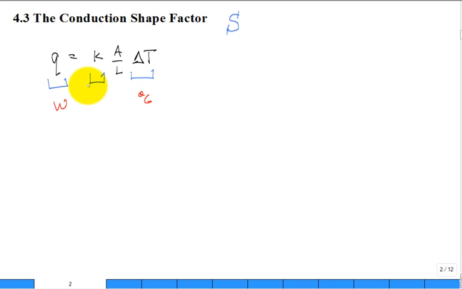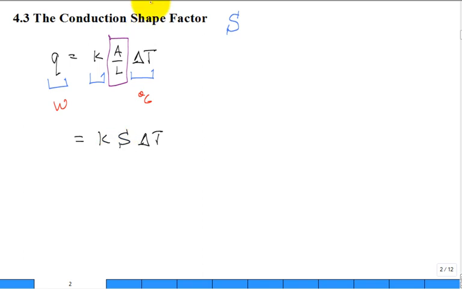Okay, what was this K? It's a thermal conductivity. It's the property of the material. It changes if I'm conducting through wood or plastic or metal or gases. And then this term right here is an area to length ratio. All it is is geometry. It's a geometrical parameter. And we do a little name calling. We call that S. And so what you'll have is KS delta T, conduction shape factor.